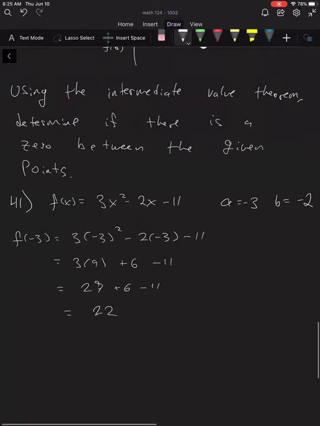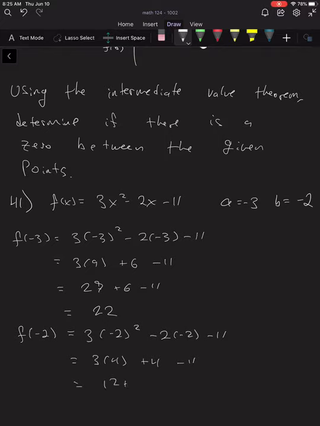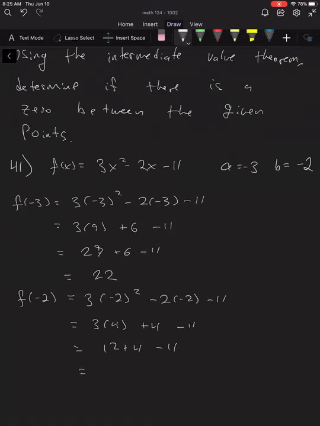All right, and now f of minus 2. We have 3 times minus 2 squared minus 2 times minus 2 minus 11. This is going to be 3 times 4 plus 4 minus 11. So 12 plus 4 minus 11. So 16 minus 11, which is 5. So in this situation, notice how both numbers are positive. So when we have both numbers being positive or both numbers being negative, then it's undetermined whether there's a 0 in between these two numbers.